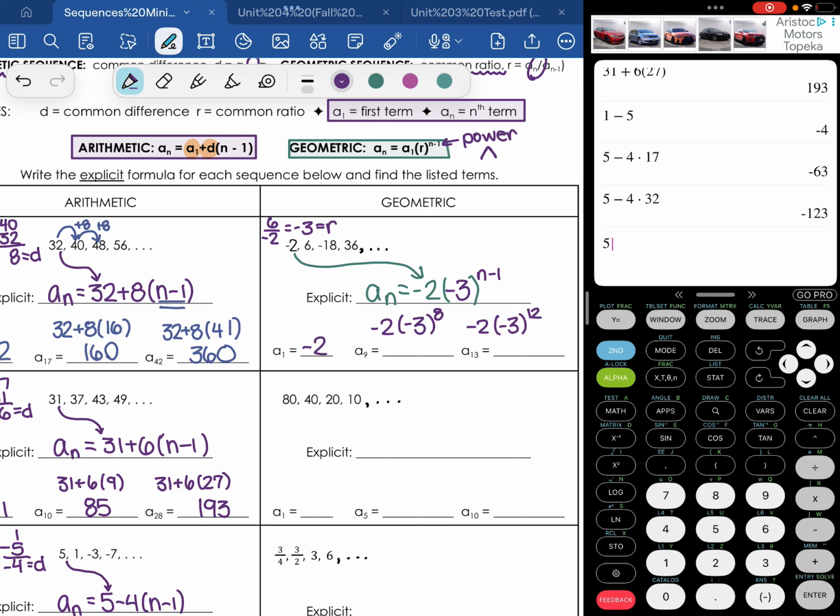Now let's go ahead and practice how to type this in. I'm going to type in -2 parentheses -3. Then you have to hit that exponent button, 8. Then -2 parentheses -3, exponent button, 12.